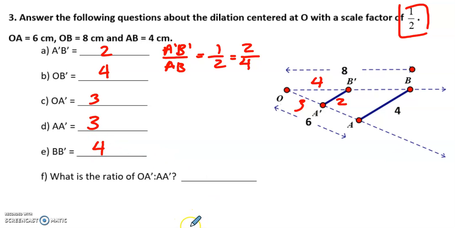So what is the ratio of OA prime to AA prime? OA prime is 3 and AA prime is 3 also. So 3 to 3, or 1. We kind of have a 1-to-1 ratio when not looking at the distance from the center, but from the pre-image point to the image point.